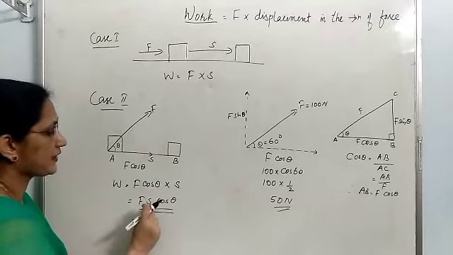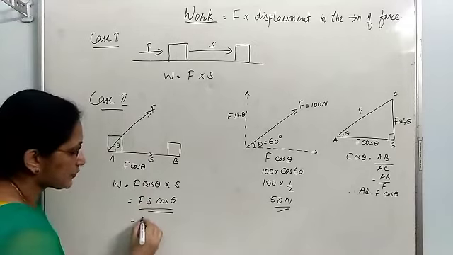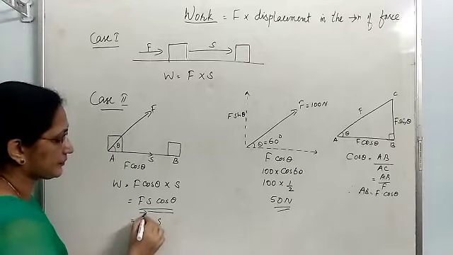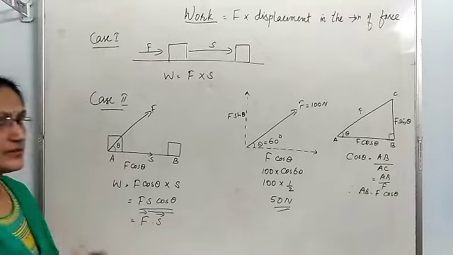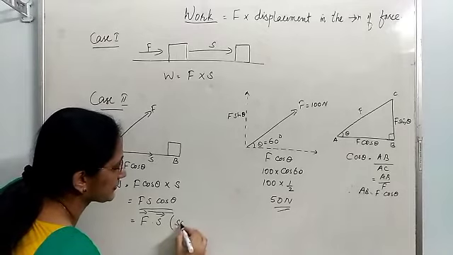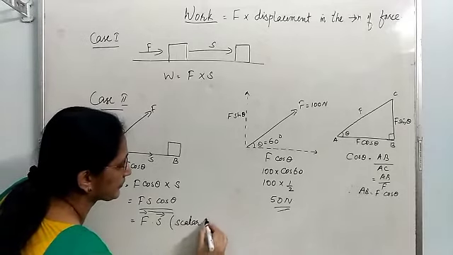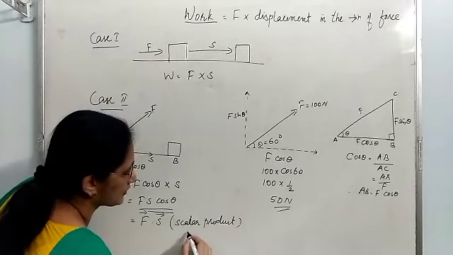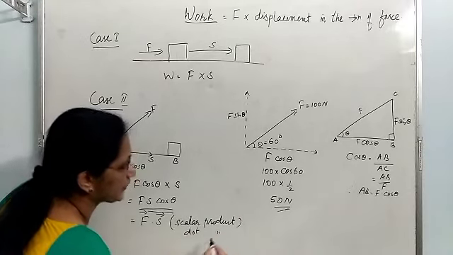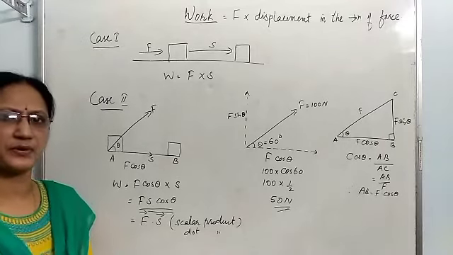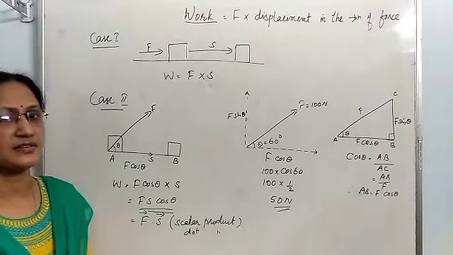Then this Fs cos theta can also be written as F dot S. It is also called the scalar product, or dot product. Actually, you will study about scalar product, dot product, these things in higher classes.